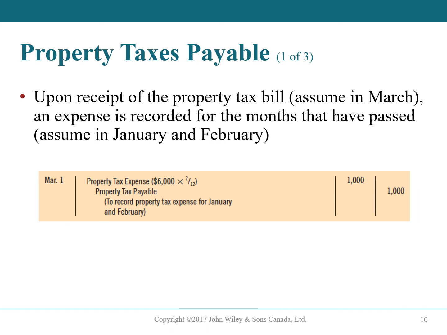Upon receipt of the property tax bill, assume say in March, an expense is recorded for the months that have passed. So say in this example, January and February. So here on March 1st, we have property tax expense, and say our property tax expense is $6,000. So we'll calculate the 2 months that have passed, 2 divided by 12, and that should give us 1,000. So we debit our property tax expense and credit property tax payable of $1,000.